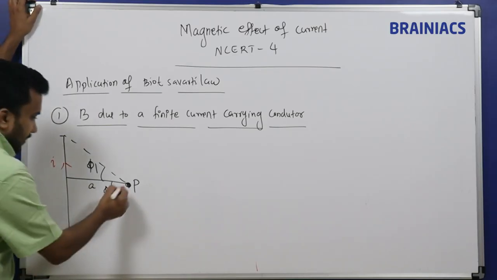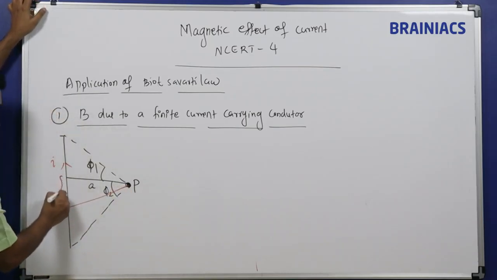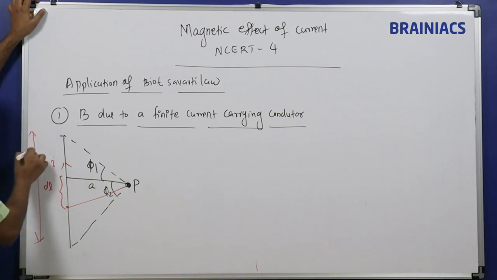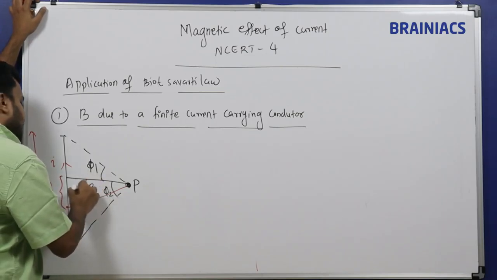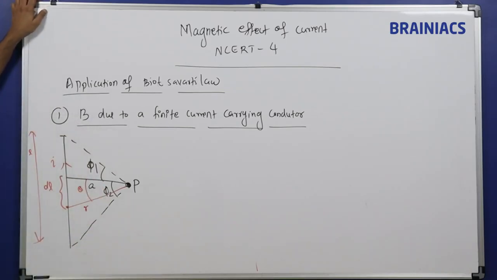So what we are going to do is take one small piece here, and this small piece will have a length called dl, and the full length we have, of course, is L. This small angle I am considering as theta, and the distance from here to here is called r. So I need to find out the magnetic field for this full conductor.